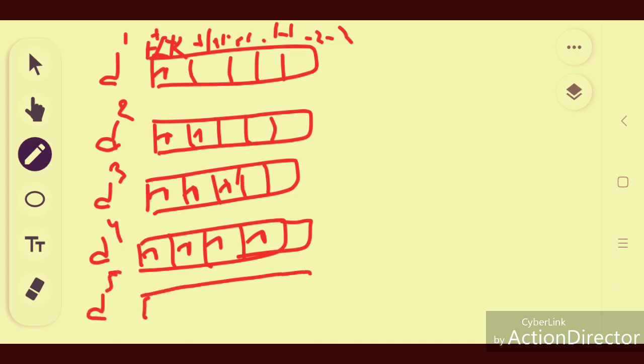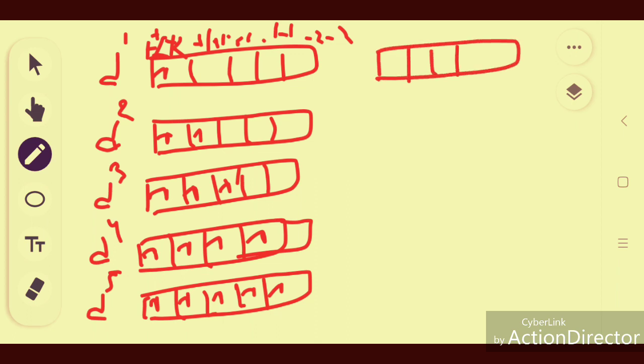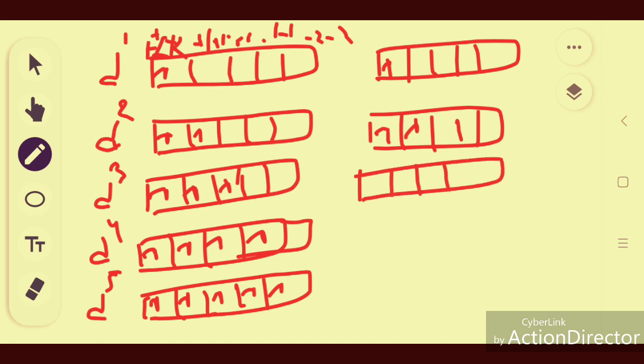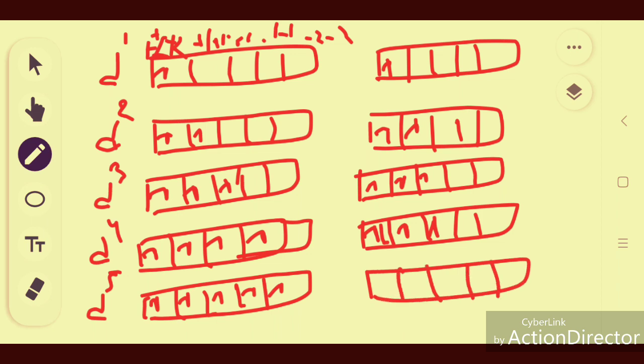We can compare with the strong field complex. For the strong field complex, the D1 configuration will be like this, the D2 configuration will be like this, the D3 configuration will be like this. But from the D4 configuration, it becomes like this, 1, 2, 3, and now pairing starts. For the D5 configuration again, 1, 2, 3, 4, 5. So this is the strong field complex. This is the weak field complex. So electron filling is different.